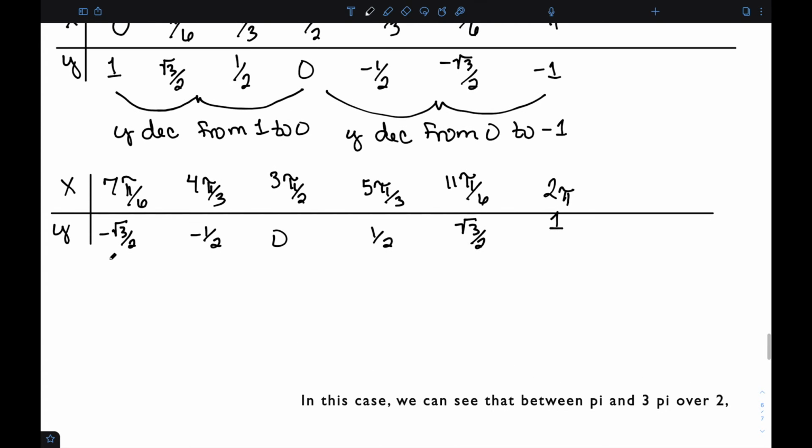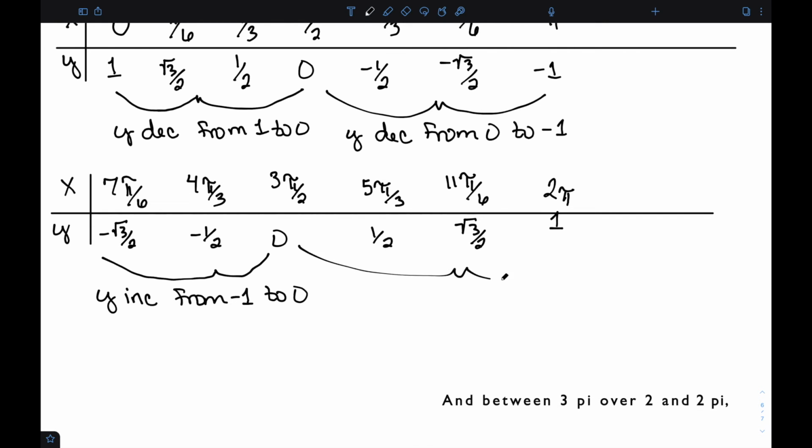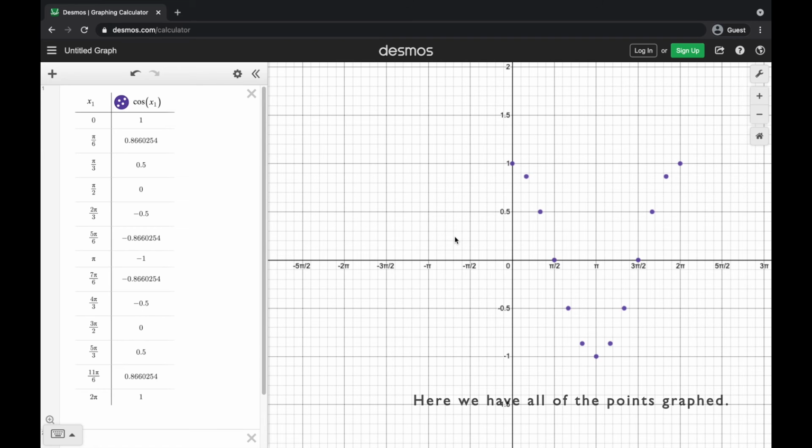So in this case, we can see that between pi and 3 pi over 2, y is increasing from negative 1 to 0. And between 3 pi over 2 and 2 pi, y is increasing from 0 to 1. So let's look at graphing these points. Here we have all of the points graphed.